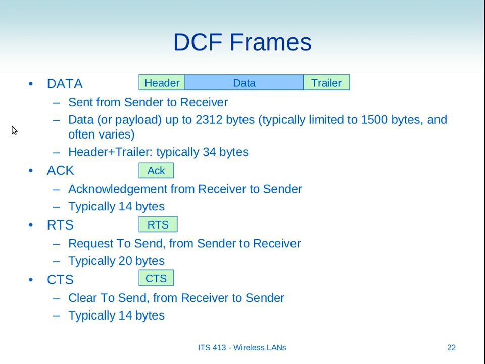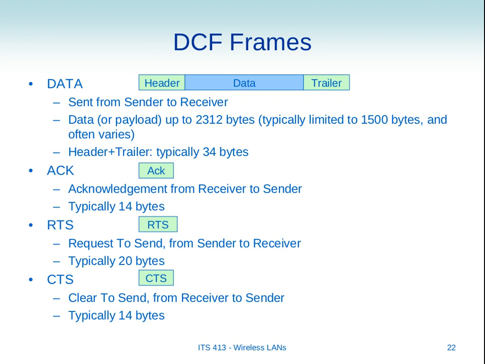Now we have data frames, frame type 2. We've seen some management frames, the beacons and probe requests and probe responses. We'll have data frames which contain data. They'll have a header with some fields, the data that we want to send, and some trailer for checksums, error detection. We use acknowledgements. We send a data frame, we receive an acknowledgement.